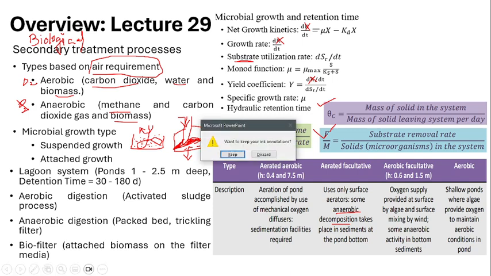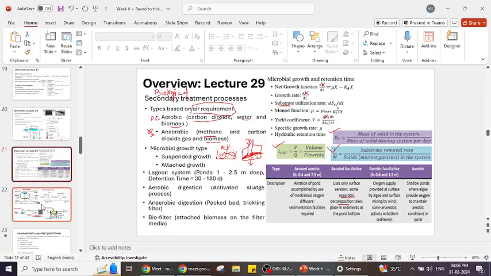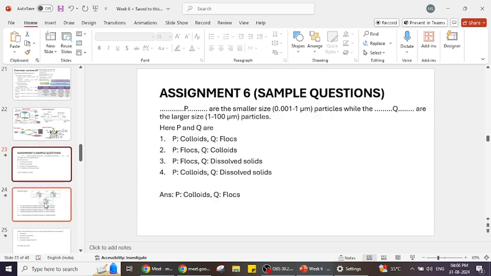So this is the overview of your week 6 lecture. Do you have any doubt? Shall we proceed to assignment 6 sample questions?